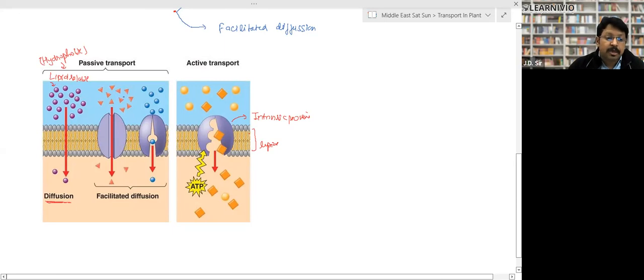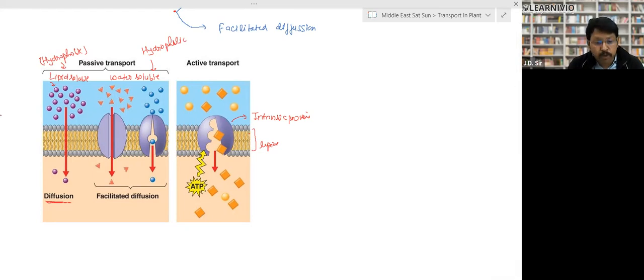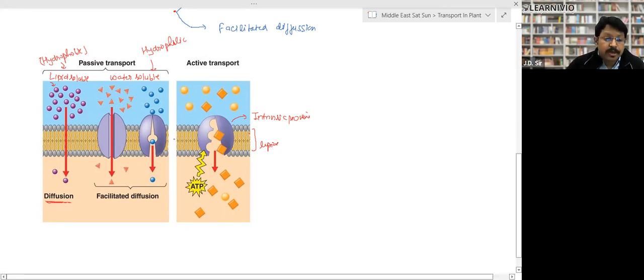Please try to understand. When I talk about those substances which are water soluble, I am talking about hydrophilic substances. So water soluble or hydrophilic substances cannot cross the plasma membrane directly through the lipid bilayer. They have to pass through the protein. These proteins which are providing the facility to pass these molecules are intrinsic proteins.